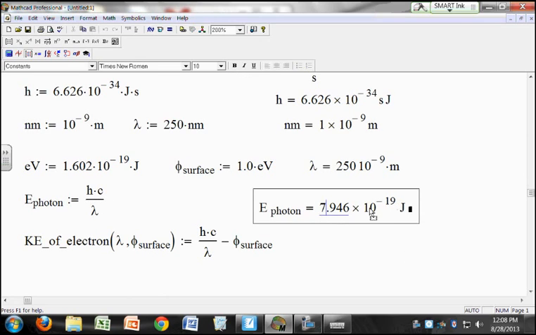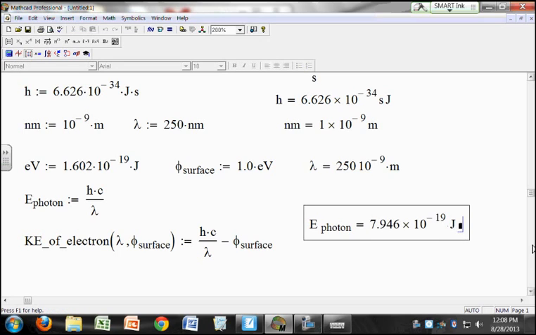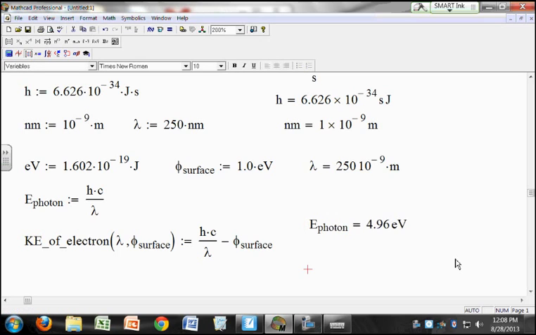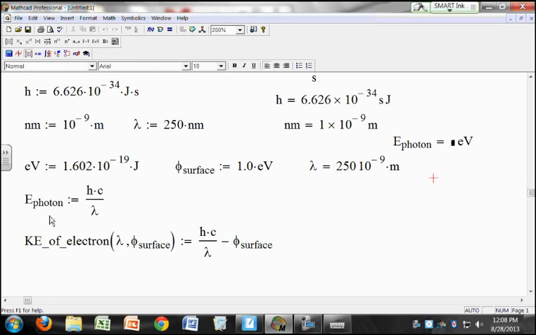Now, if I drag this above, it won't know what to do because E photon, as of this point in the document, has not been defined yet. So I have to move it after. Now, if I want my answer in electron volts, I can just say EV, and it gives me that for a wavelength of 250 nanometers, the energy of the photon is 4.96 electron volts. And again, if I move this above, it hasn't been defined yet. It doesn't know what it is.